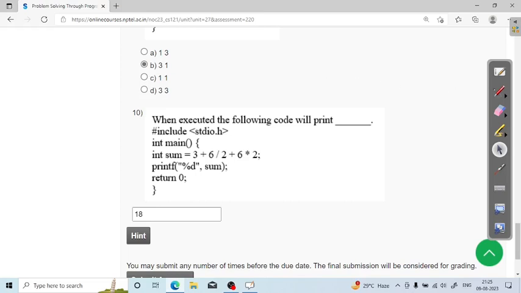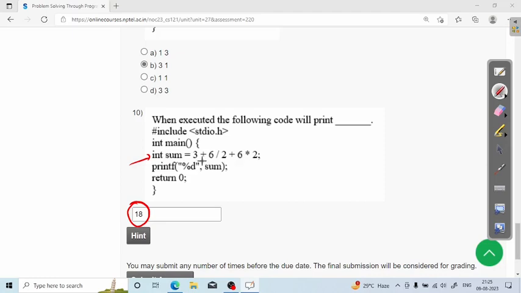The next question, and the last question, is: when executed, the following code will print what? Let's see what this code will be printing. I have already found the answer is coming as 18. Let's see how we are getting this answer. Here in the main function we have a statement: int sum is equal to 3 plus 6 by 2 plus 6 into 2. If you remember operator precedence and associativity, we will be working on that concept.